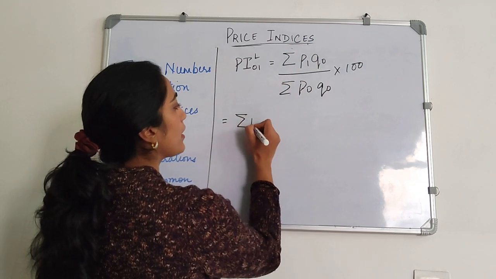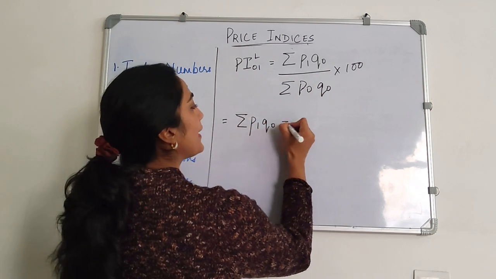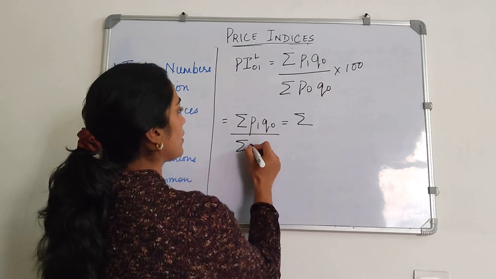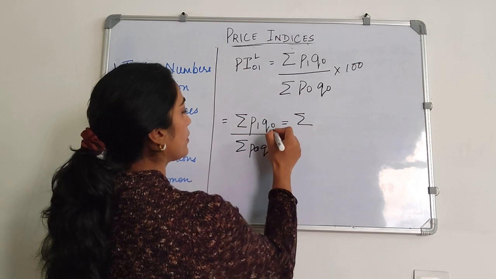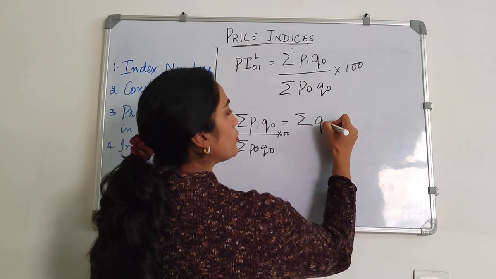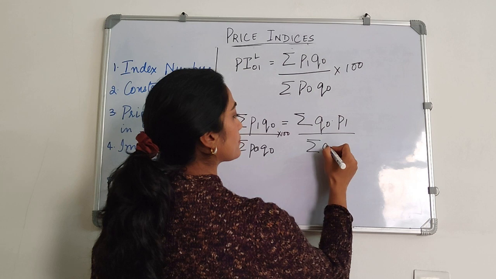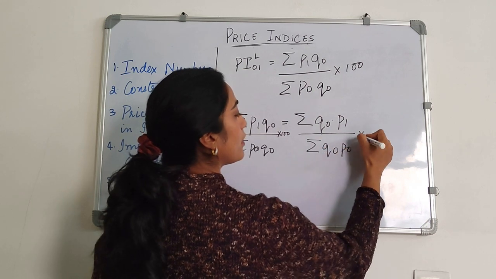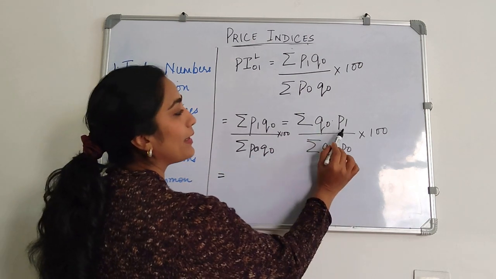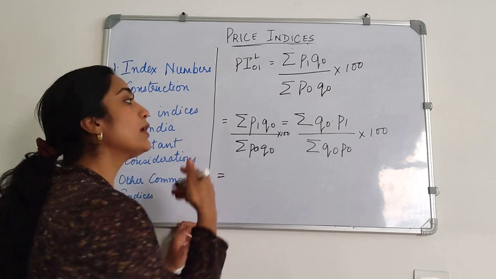Since this is a multiplication, we can write this, it is the same, sigma P0 Q0 into 100. We can write this as Q0 times P1 upon again, right? No change from there to here. What we can do is multiply and divide the numerator by the same number.